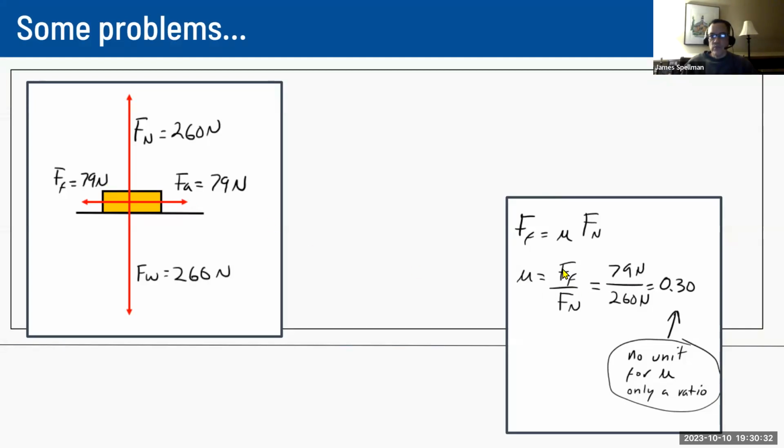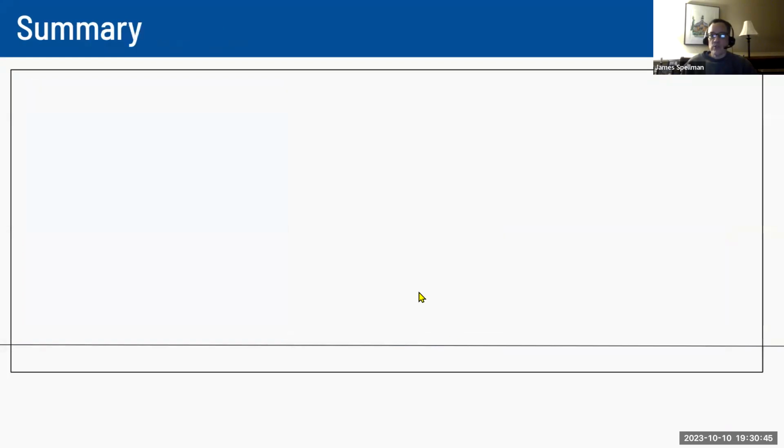So again, the frictional force was 79. The normal force is 216. You could divide those out to be 0.3. Again, this is just a ratio of how much friction is there compared to the weight. And again, the higher the number, the harder it's going to be to move.